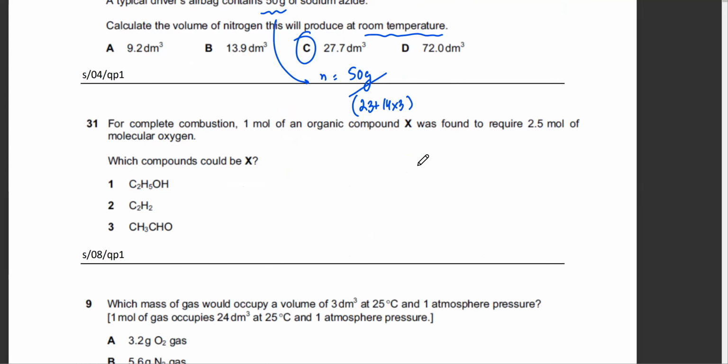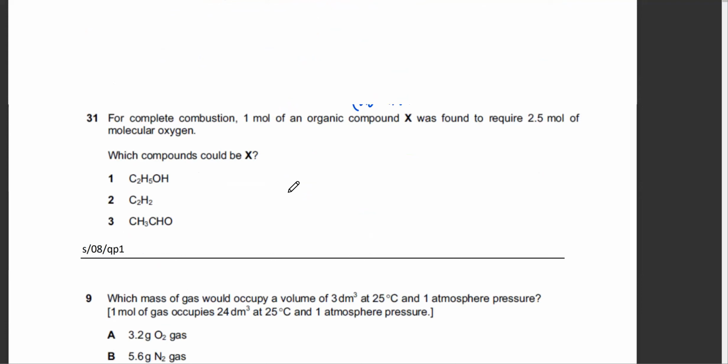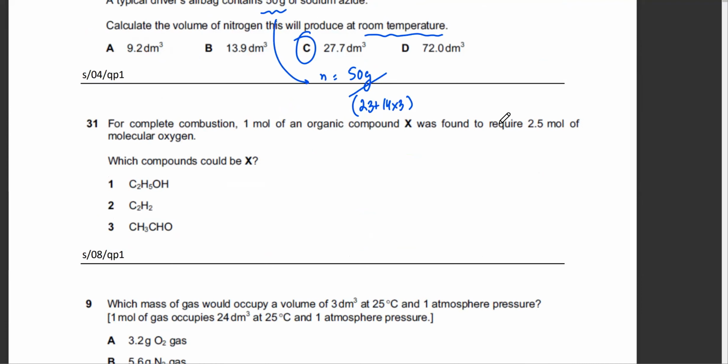Now the next one is easy. You just have to balance the equation, and he's saying which one requires 2.5 moles of molecular oxygen. So we can just balance oxygens for combustion. This is complete combustion, so it's going to form carbon dioxide and H2O. You've got 2 carbons over here, so there would be 2 carbons on this side as well. And you've got 6 hydrogens, that would be 3 water molecules.